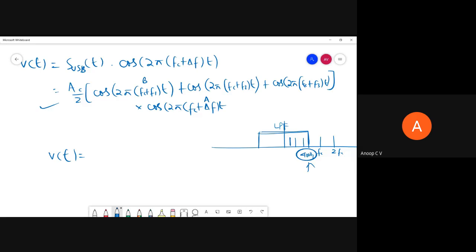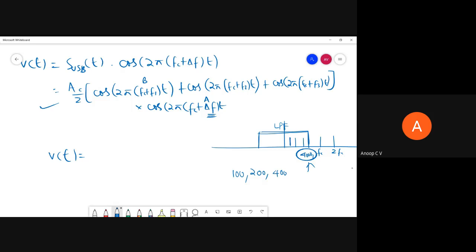Normally, if it is perfectly synchronized, I am supposed to get only 100, 200 and 400 hertz. But as we have a delta F here, that will produce other frequency components as well. That is the main idea.